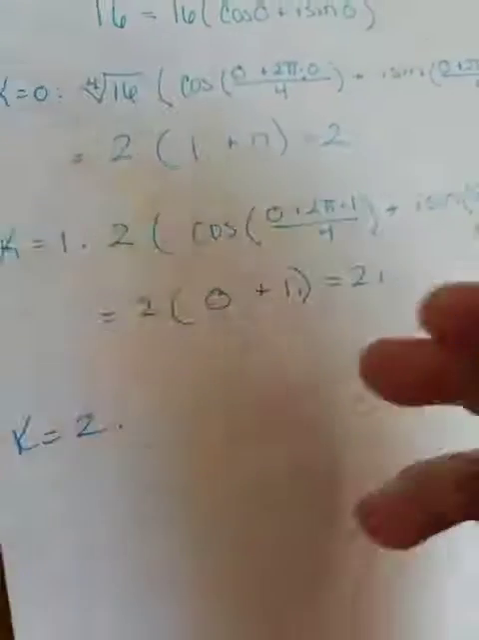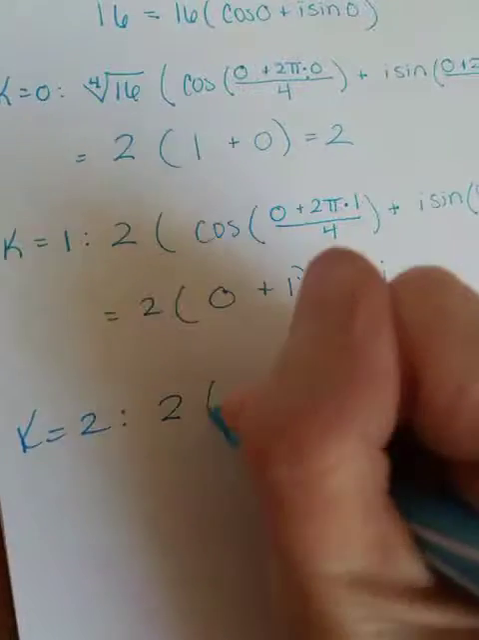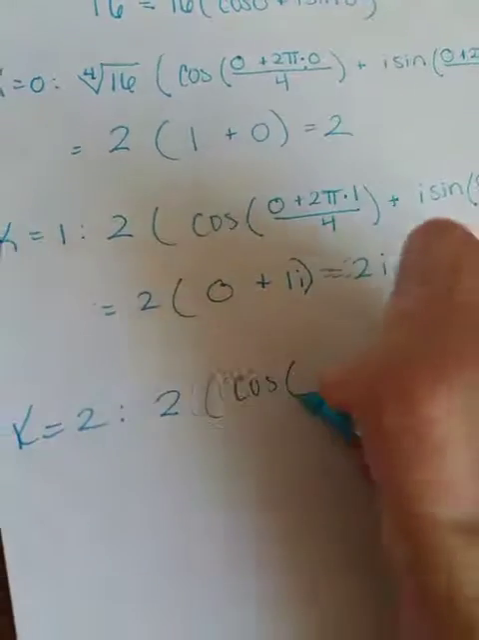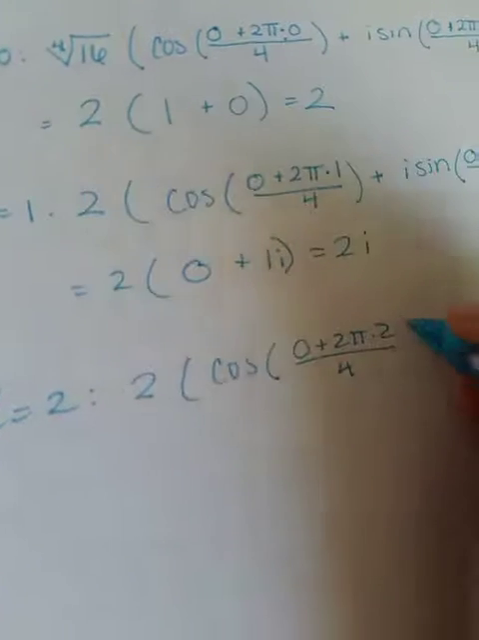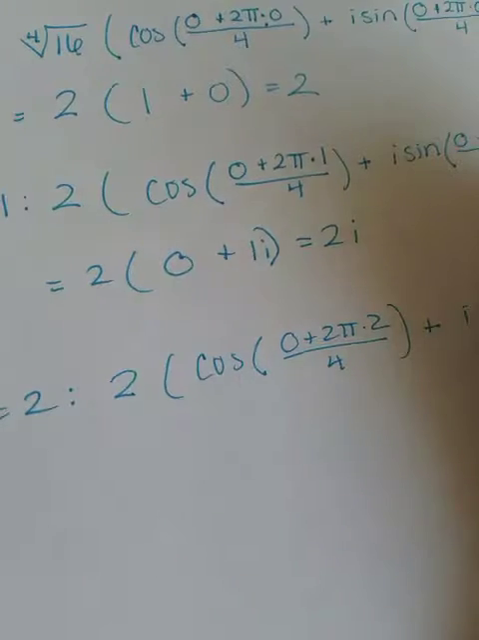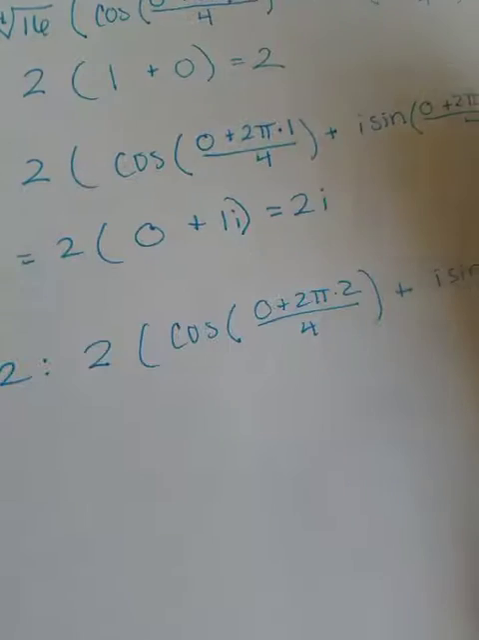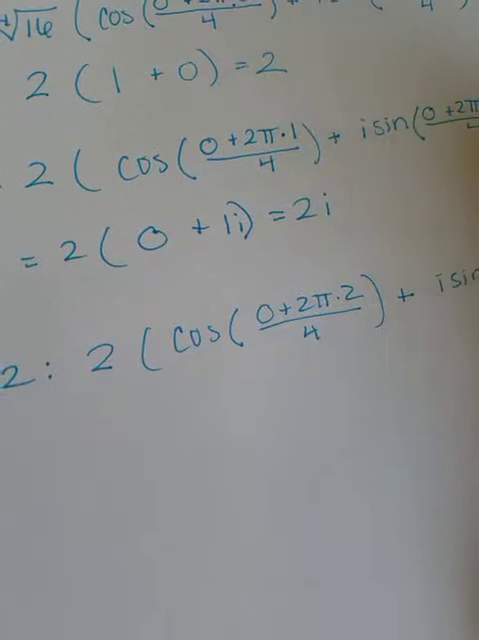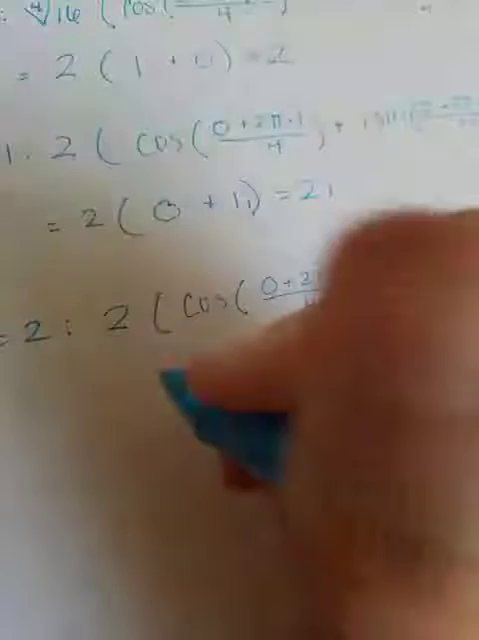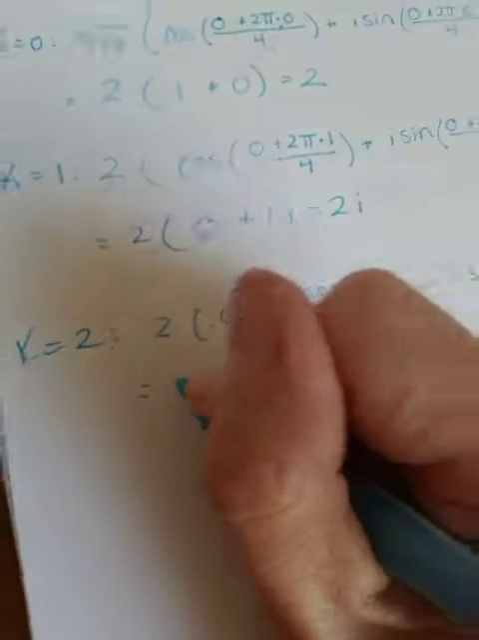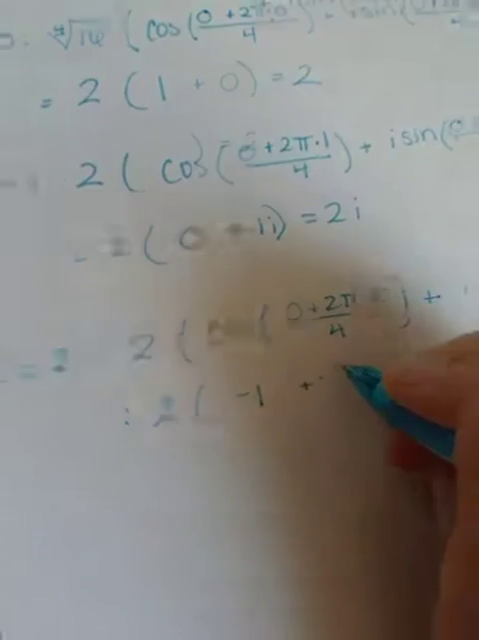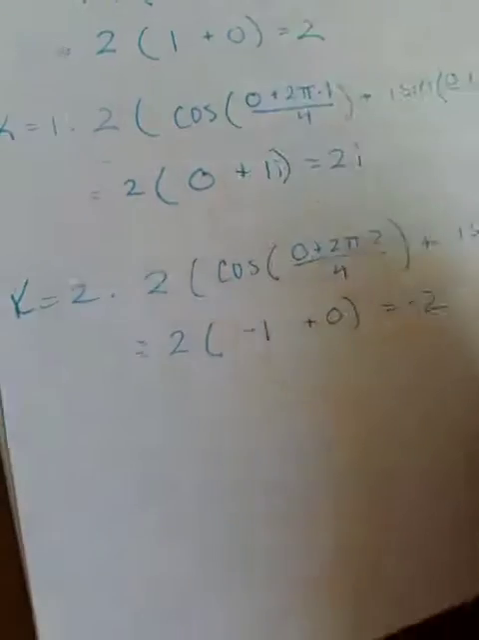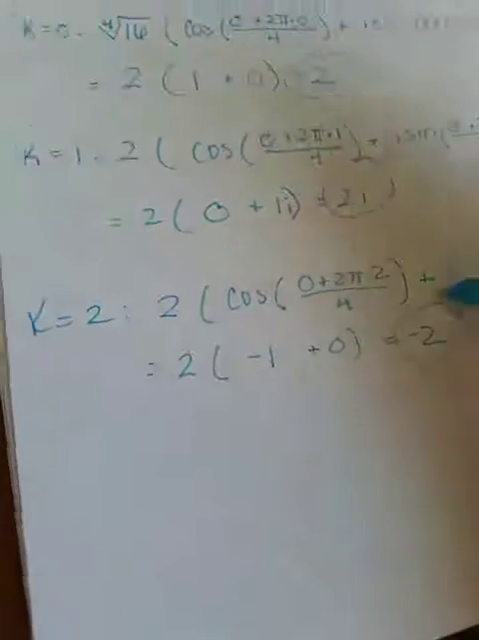For k equals 2, I'm going to have 2 cosine of 0 plus 2 pi times 2 divided by 4 plus i sine of 0 plus 2 pi times 2 divided by 4. So I'm going to get here a negative 1 plus a 0. I'm going to get negative 2. That's my third answer. So I have 1, 2, 3.